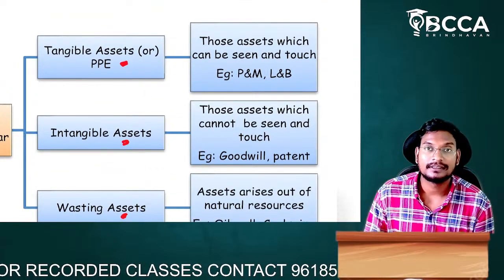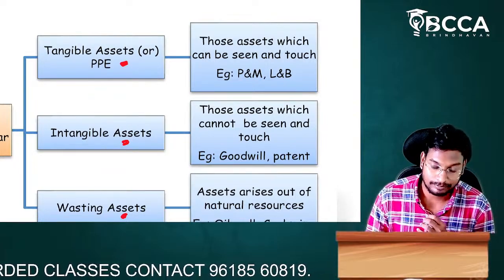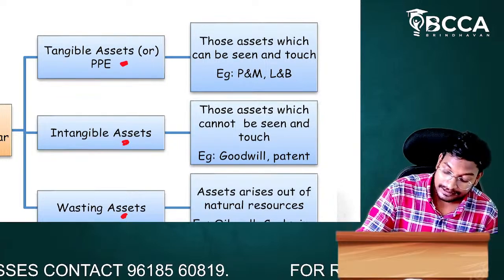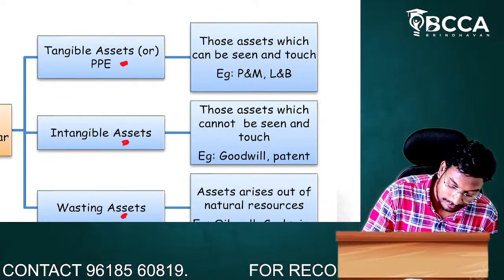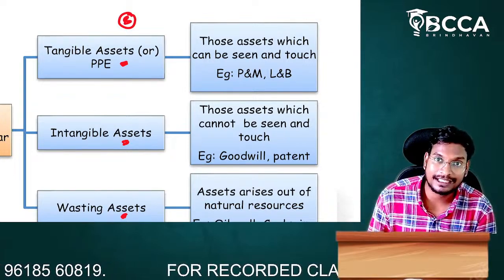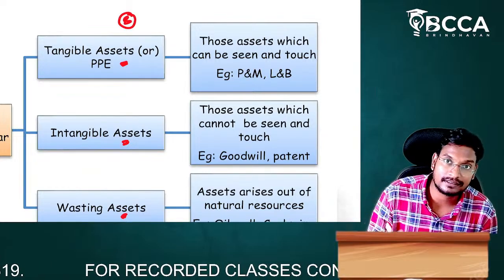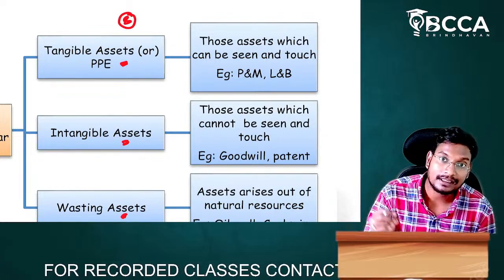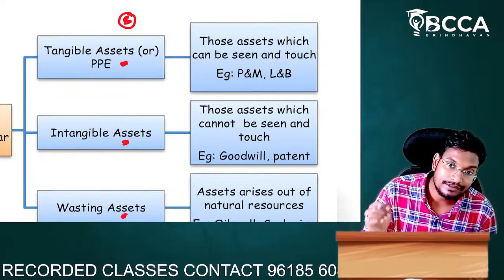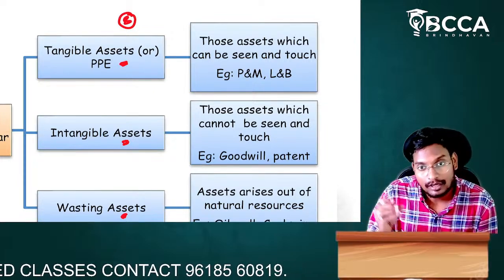So tangible asset means which we can see and which we can touch. Which we can see and touch is called a tangible asset. Let us take an example. We have taken the example of building. In the case of building, the benefit is more than 1 year. Then we classified it as a current asset or non-current asset, sir? We classified it as a non-current asset. In the non-current asset also, which we can see and touch is called a tangible asset. So the building is a non-current asset.